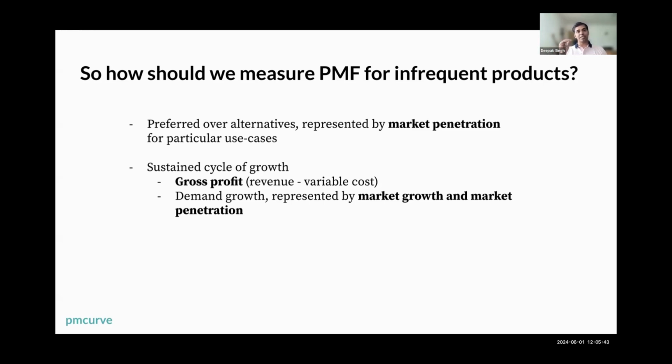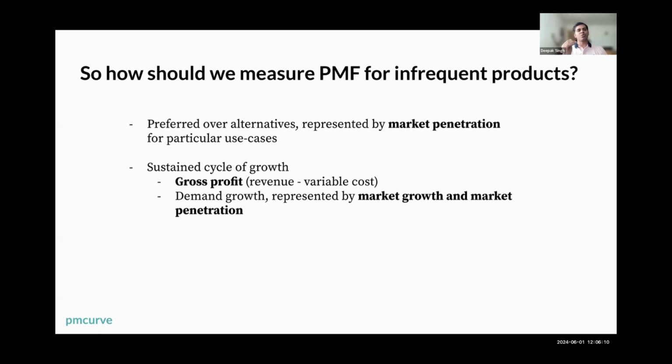Because in infrequent products, there's a lot of word of mouth, right? In education, in cars, in real estate, word of mouth trumps everything because the ticket size is so high. The trust deficit in the country is so low. We go via referrals, right? We buy lands via referrals. We buy flats via referrals. So market penetration is the key to PMF for infrequent products.